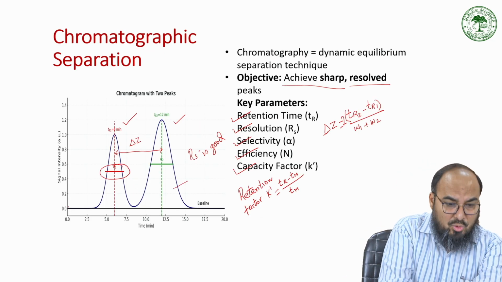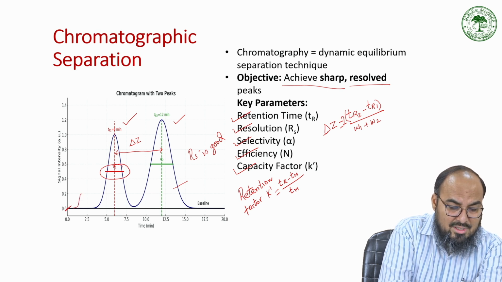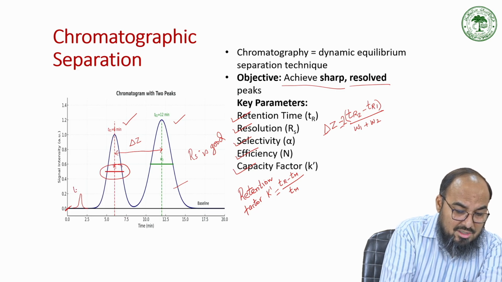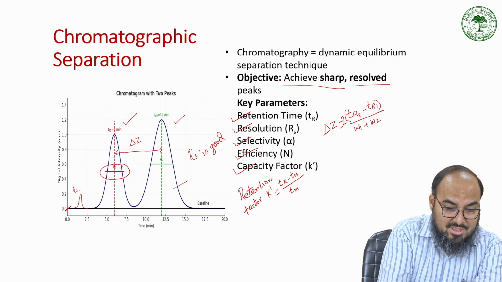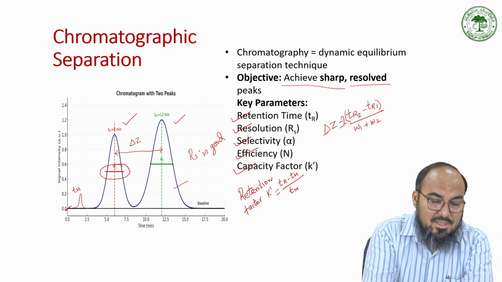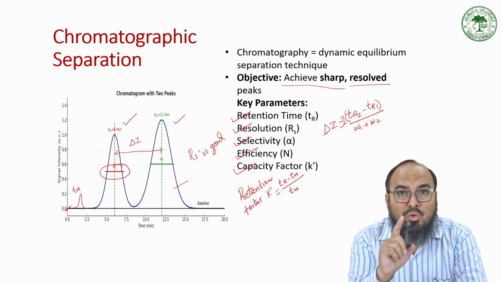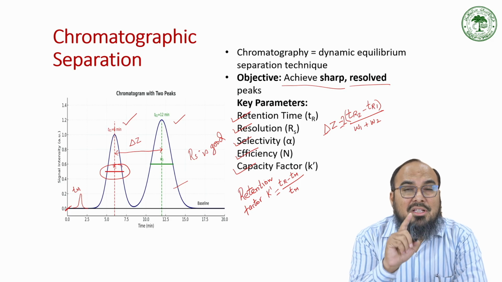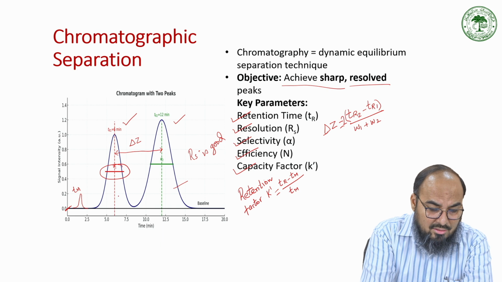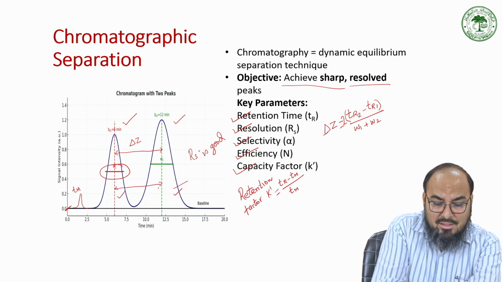So this was your start point. Initially, if you draw a diagram, you will always see this. This is the TM, that is the void time or the dead time. It represents the time taken by the plain mobile phase to elute from that particular column in which the separation of different components is going on. For example, here it is component 1 and it is component 2. So the distance should be as large as possible.